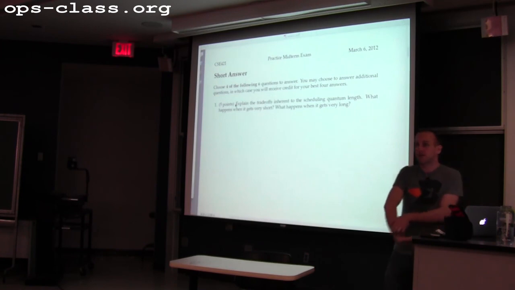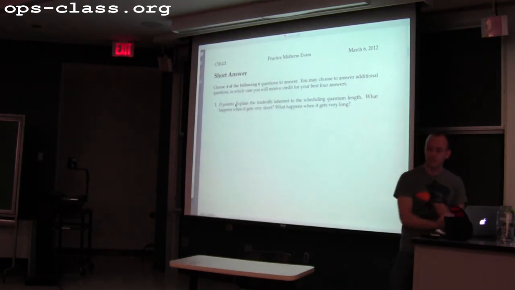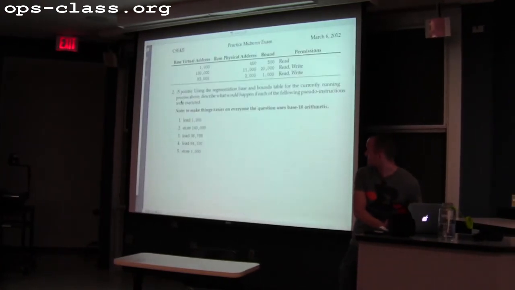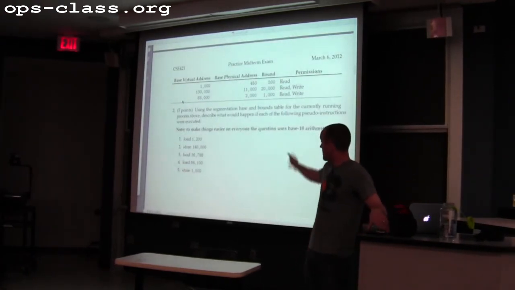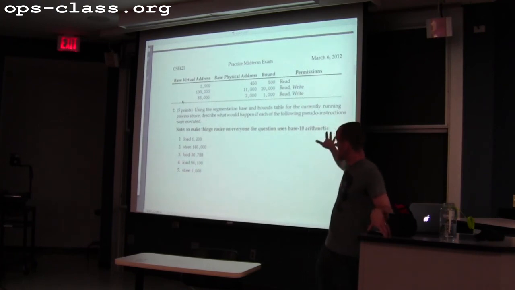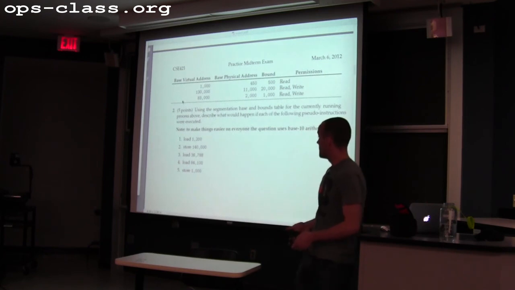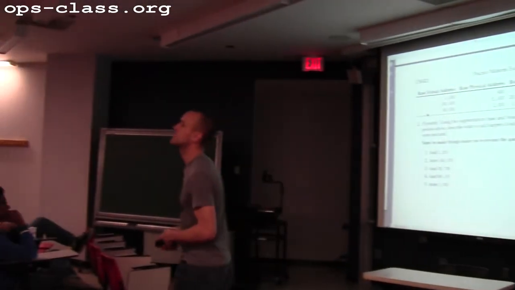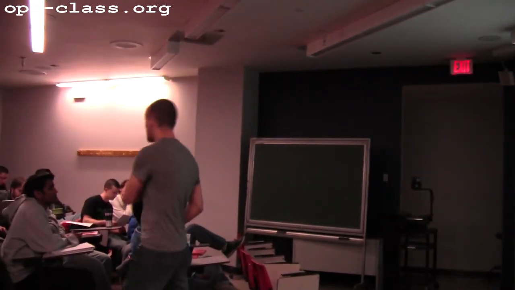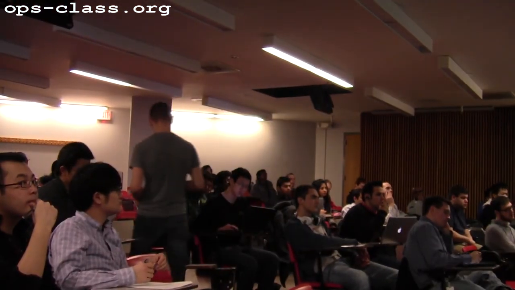All right, questions about this question before we go on? Okay. Next short answer question. This one is kind of mechanical. Base and bounds. So I'm giving you a segmentation base and bounds table. It's for the currently running process. And I'm giving you 5 pseudo assembly instructions. These are not actually MIPS, but you can tell what they are. They're loads and stores. So 5 of these, 5 minutes. Tell me what's going to happen. I'll give you guys 2 minutes to think about it, starting now.